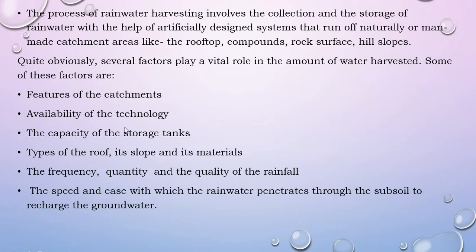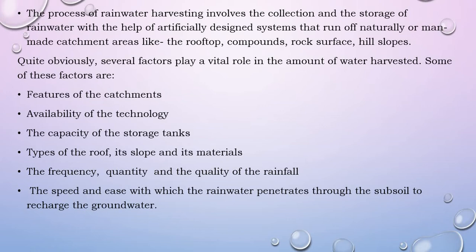Another one is the availability of technology. Next is the capacity of the storage tank. Another is the type of roof, its slope and its materials. Another is the frequency, quantity and quality of the rainfall. The next one is the speed and ease with which the rainwater penetrates through the subsoil to recharge the ground. These are the different factors which affect the rainwater harvesting system, meaning which type of catchment we have made.